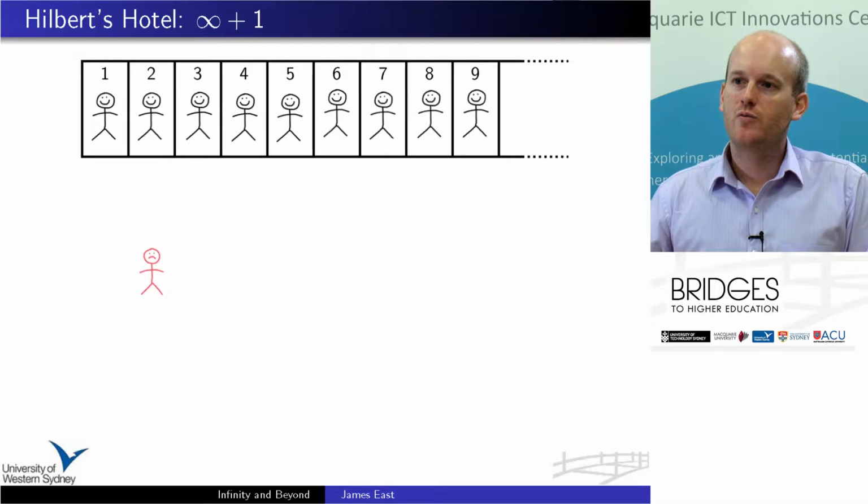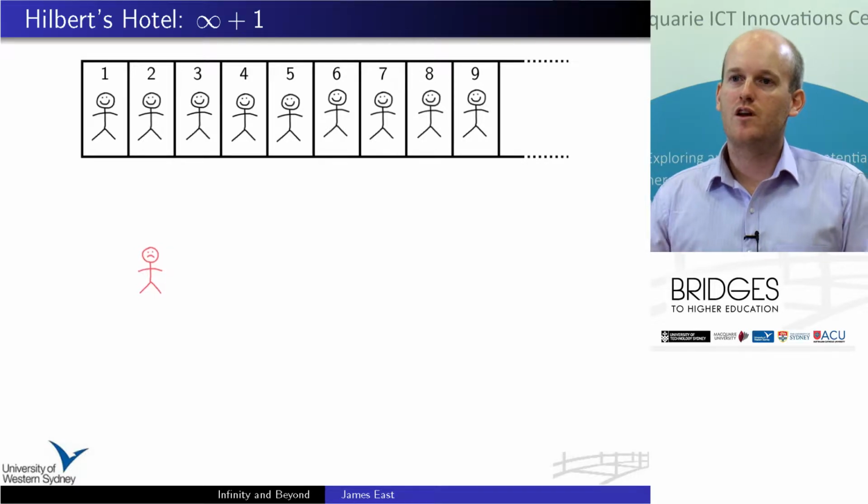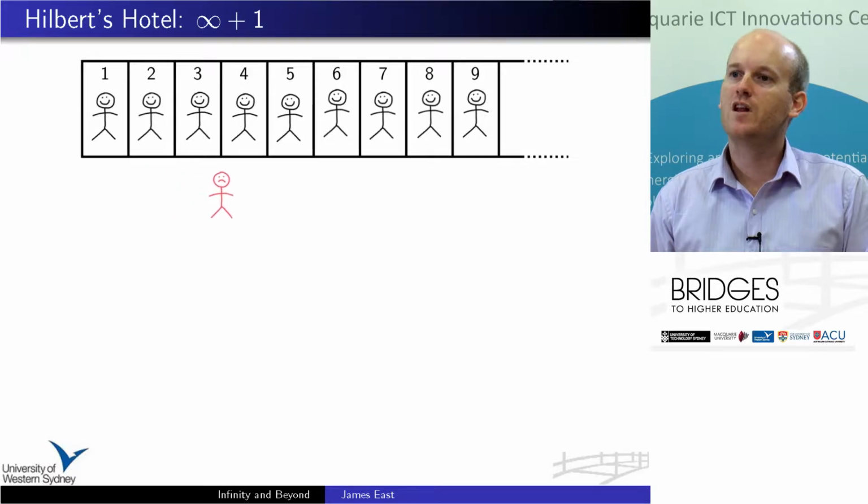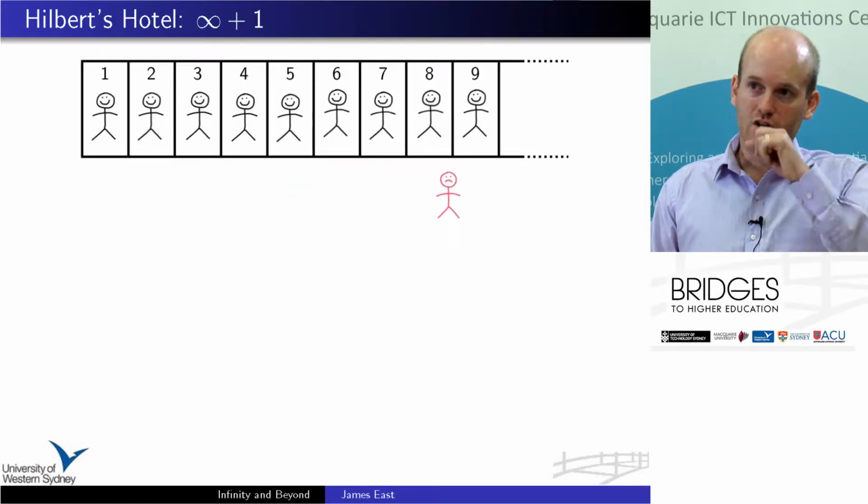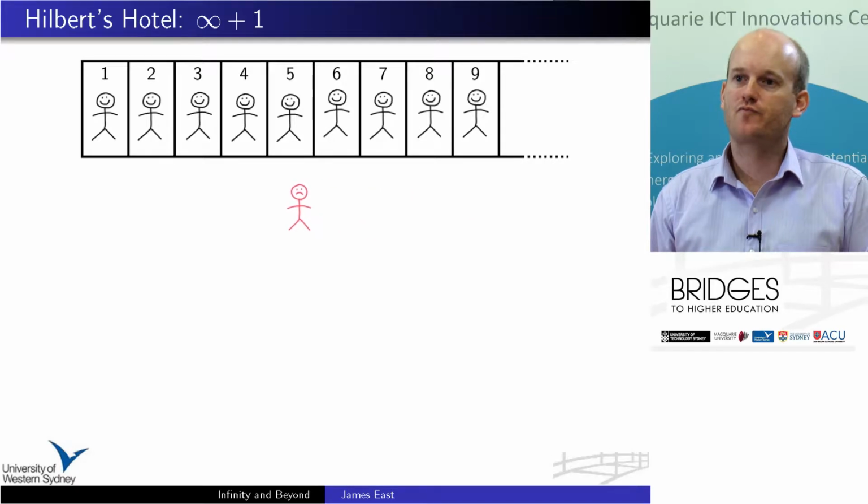However, things can be a bit different with infinity, as we'll see. So here's what happens. The manager checks if there's someone in room 1, room 2, room 3, room 4, and they're all full. So he gives up. And then he comes up with a plan. So here's what he does.